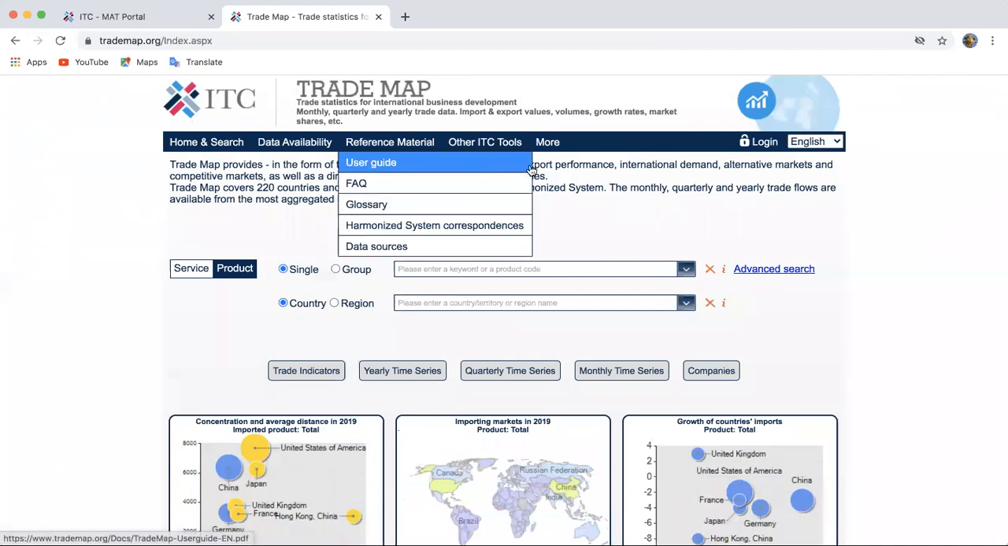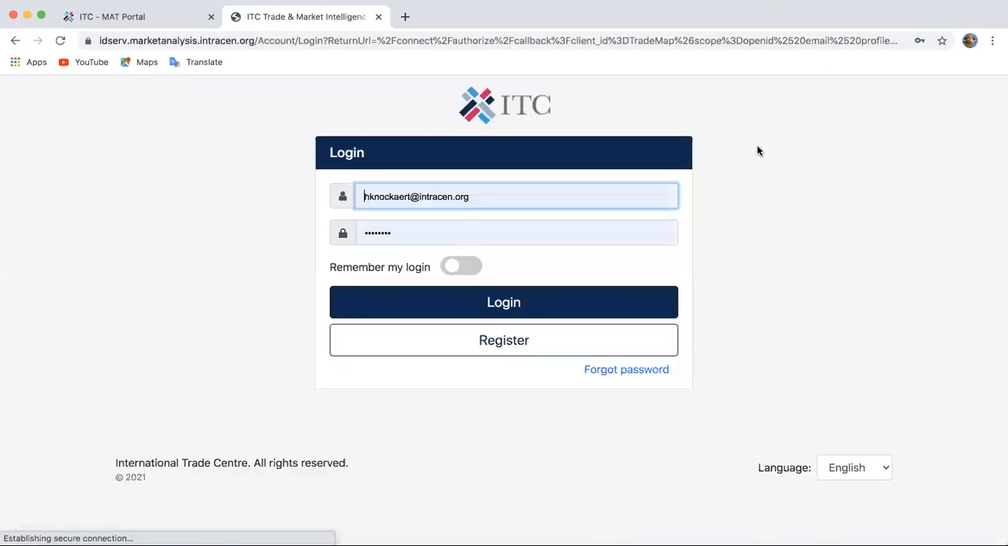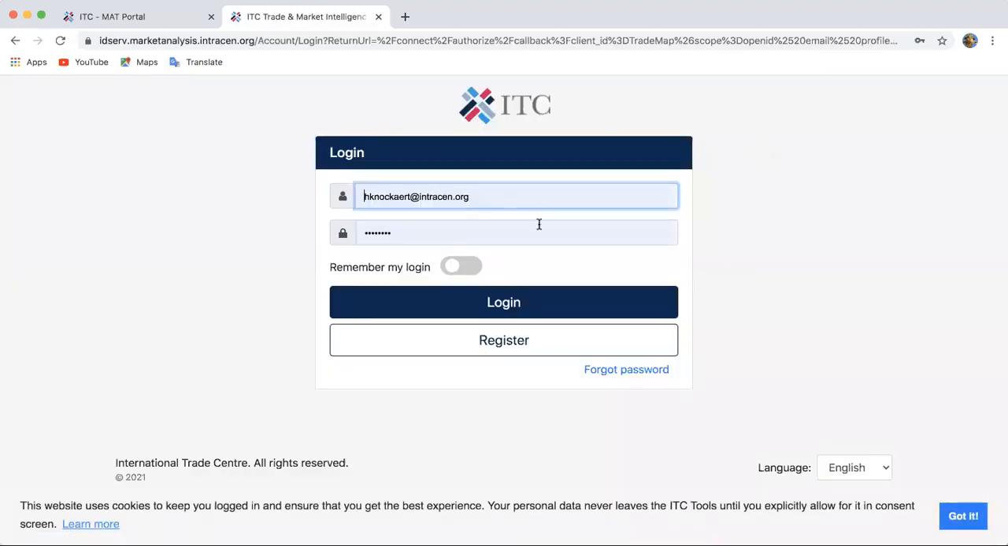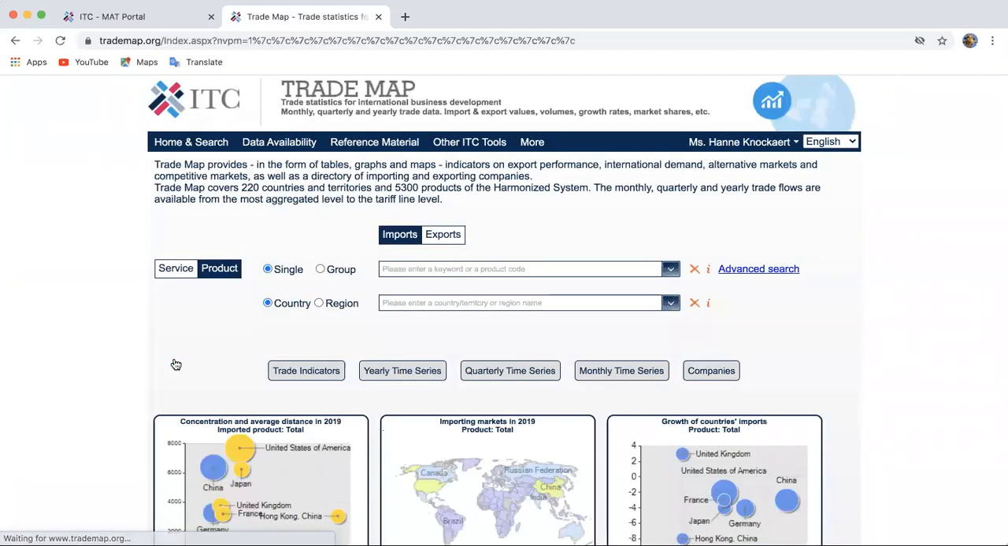So I'm going back to the home page, and the first thing you need to do is log in with your credentials. Here you see mine. I'm going to remember it. Login. It asks you if we are human. Yes, we are. And we are back at our home screen.